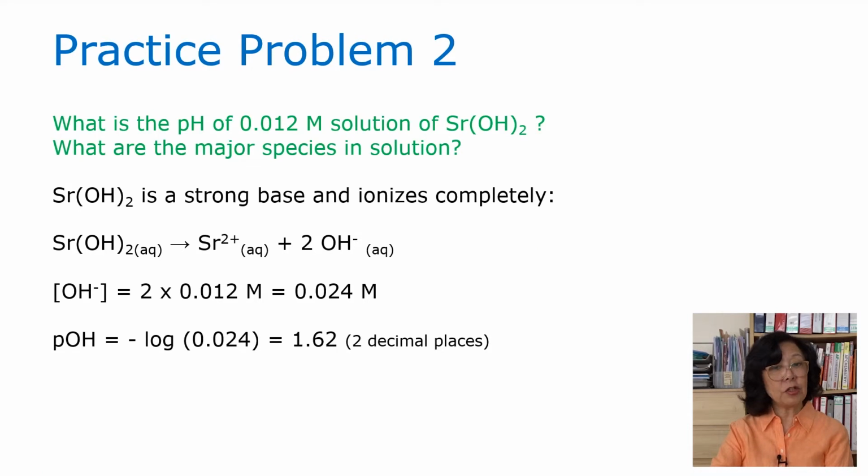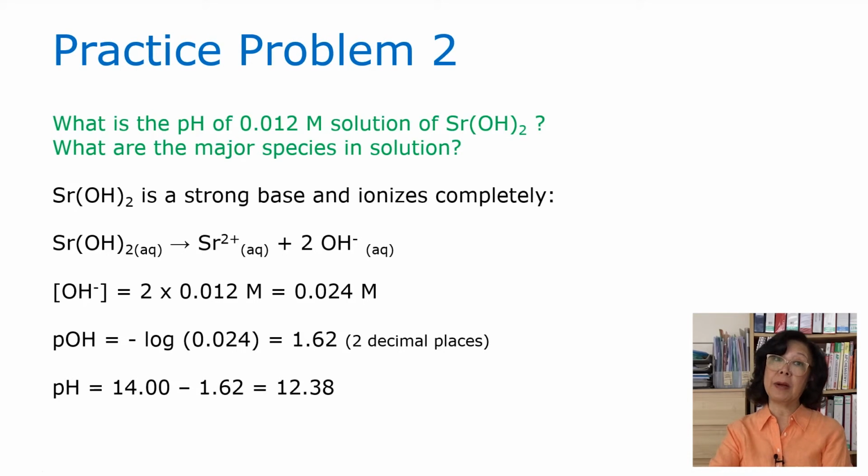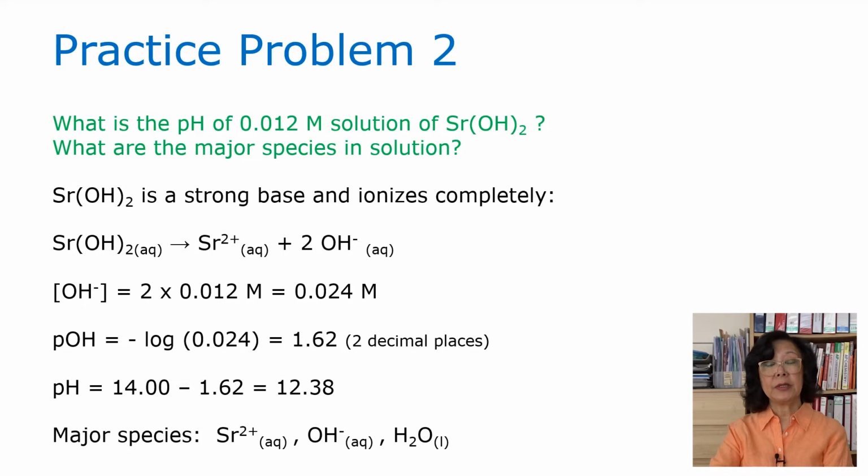Therefore, the pOH is based on the negative log of 0.024, which is 1.62. Note that we use 2 decimal places in the pOH, and the pH is calculated as 14.00 minus pOH, which is 12.38. The major species are strontium ions, hydroxide ions, and water molecules, since the strontium hydroxide ionizes completely.